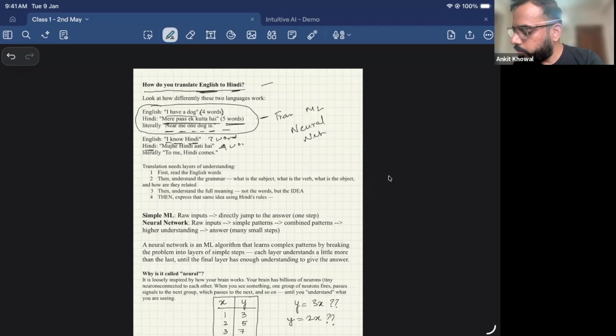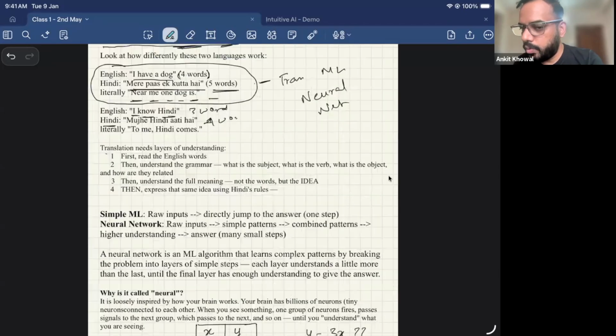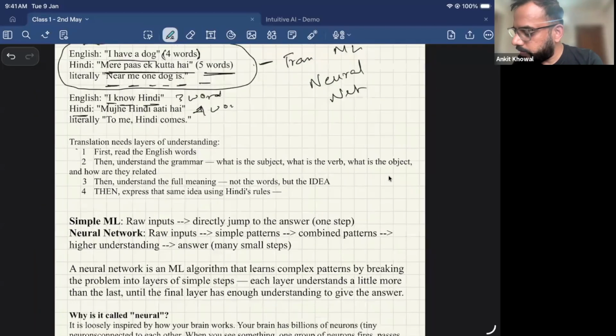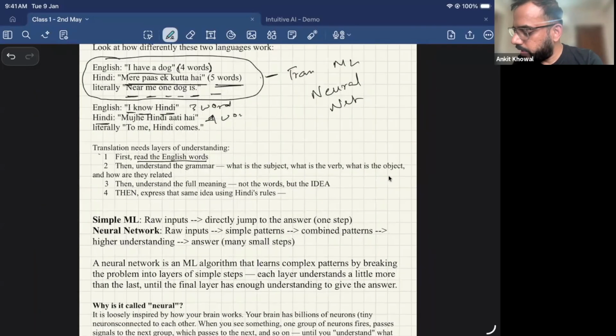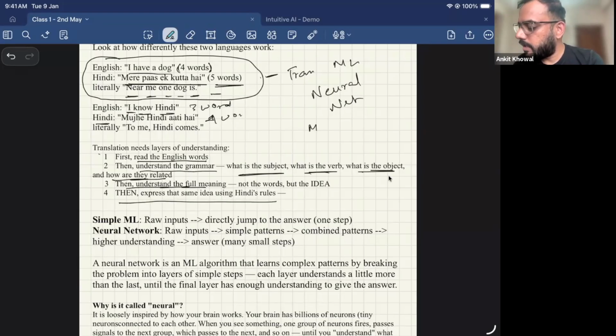So what we need to do for translation over here is first read the English words, right? Then understand the grammar. What is the subject? What is the verb? What is the object, and how are they related? Then understand the full meaning. What am I trying to say over here? And then you can do the translation in Hindi, right? So this is a difficult problem to solve. Straightforward ML cannot solve it. So that is where neural networks come in.